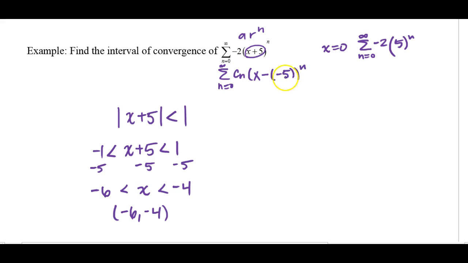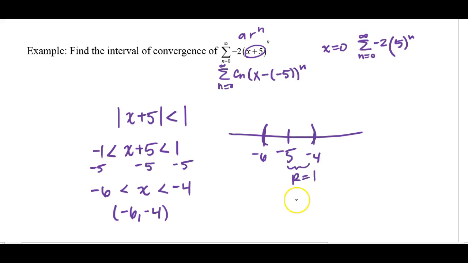Let's think about that for a second. My center was -5. So if I'm thinking about an x-axis, my center value was -5. I know that the only values for which this power series converges are between -6 and -4, and there would be open parentheses at each of those endpoints. Based on this graph, I can also determine my radius of convergence would equal 1. So if I'm given the interval of convergence, I can also find the radius of convergence.